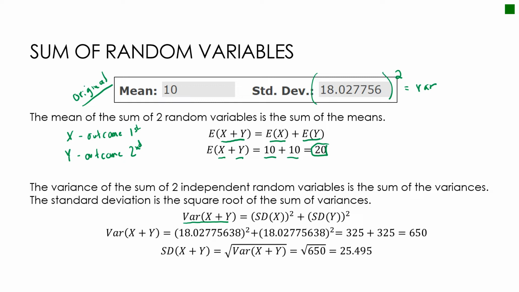So I'm going to find the variance of x, which means I have to take this number squared, and that would be the variance. And I'm going to take the variance of y, and so notice that's what I've done here is just recopy these numbers. And when I square those, I get 325 plus 325, so my variance is 650. But I don't want the variance, I want the standard deviation. And so the standard deviation is the square root of the variance. And so this is my standard deviation. So my mean is 20, and my standard deviation is 25.495.